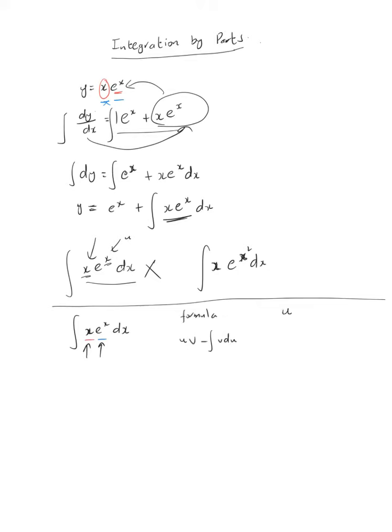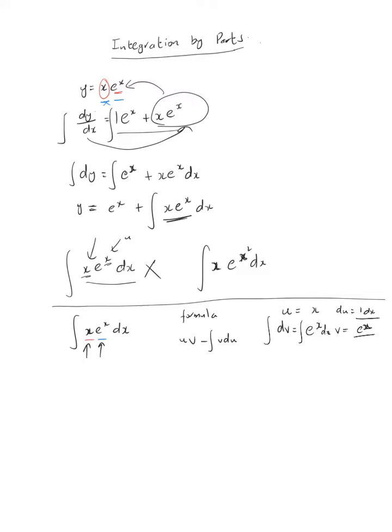So u is your choice of differential and dv is your choice of integral. In this case, the u has to be x and dv has to be e to the x. Okay, so what is du? I'm just doing du because I would need it for breaking down this question further. So du is just 1 dx, right? And v is just what? E to the x.